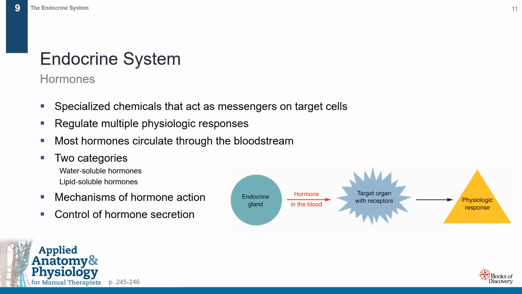Hormones are specialized chemicals that act as messengers on target cells. They are regulated by multiple physiological responses. Most hormones circulate through the bloodstream. There are two categories of hormones: water-soluble hormones and lipid-soluble hormones. There is a definite mechanism of hormone action. Hormonal secretion is controlled by the endocrine gland.